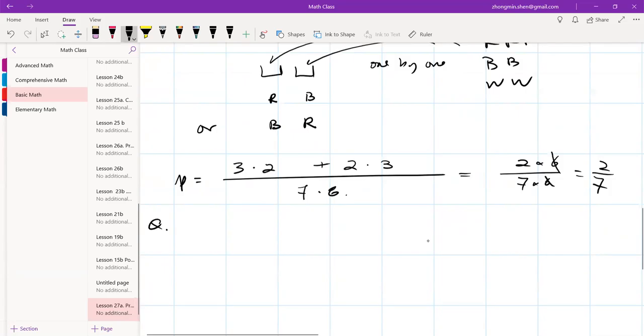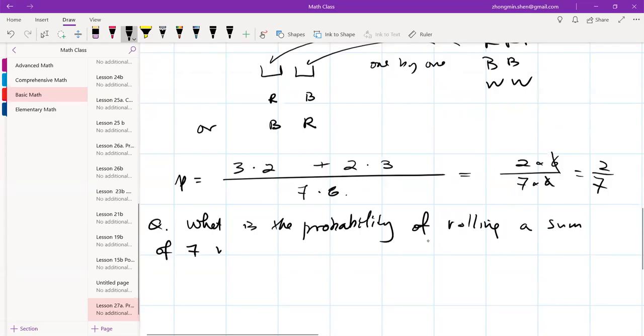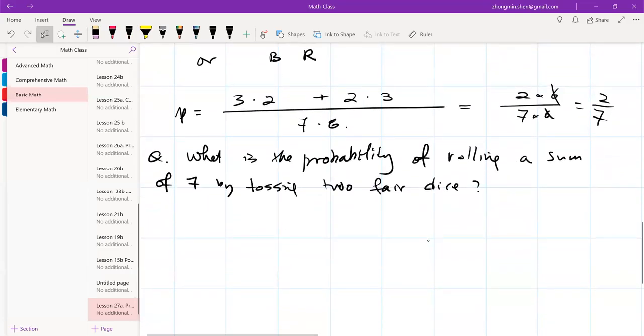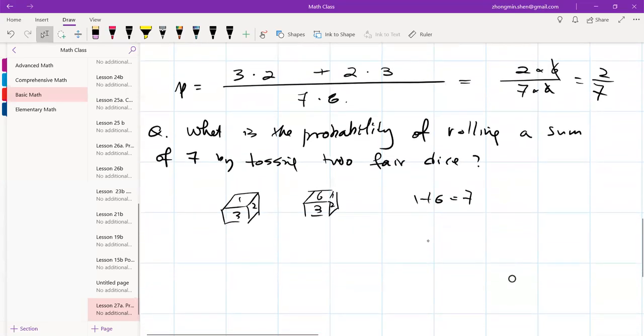We're going to work on this. What is the probability of rolling a sum of 7 by tossing 2 fair dice? So this is a number, right? 1, 2, 3, you know. Another one could be 6, 2, 3. So add them together, 1 plus 6 equals 7, something like that. What is the probability you will get the sum of 7?